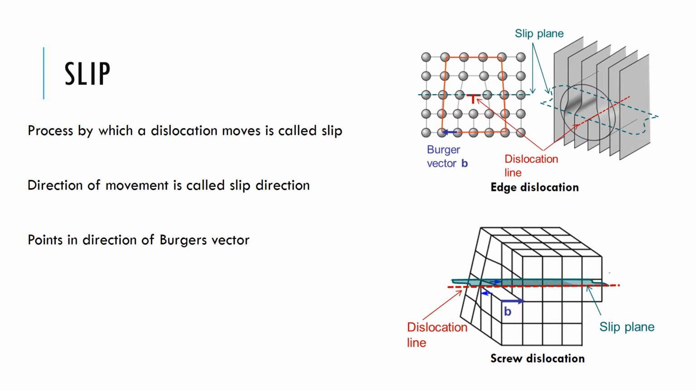Now this process by which a dislocation moves through the crystal lattice is called slip, and the direction that it moves in is called a slip direction, and that movement points in the direction of the Burgers vector.